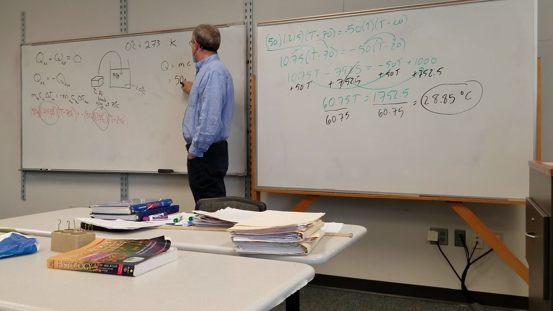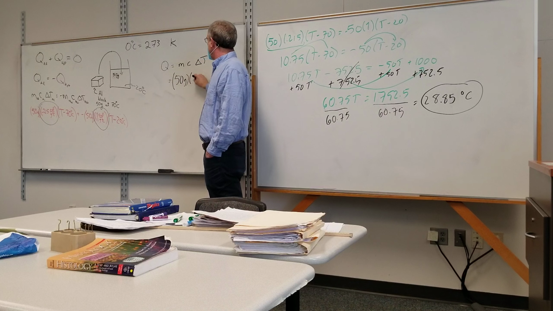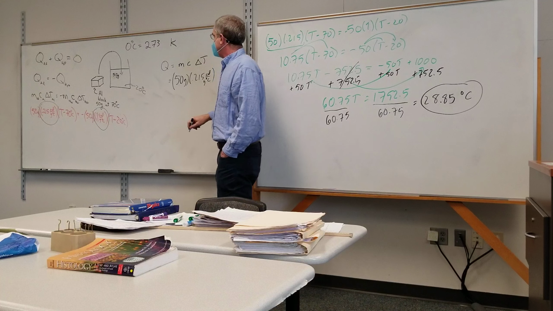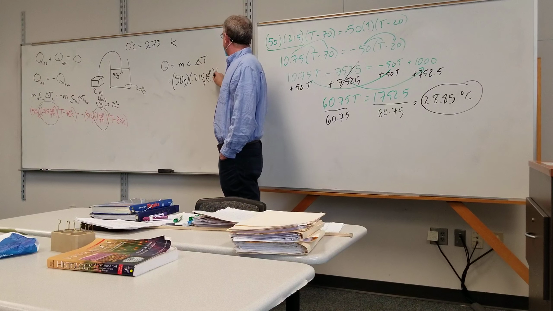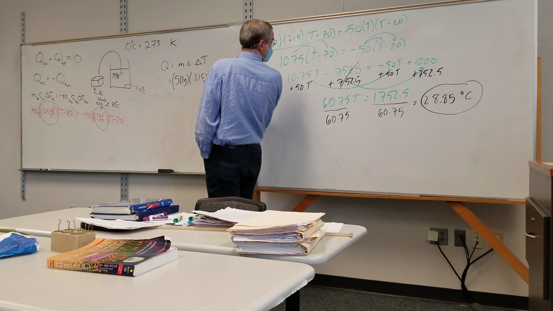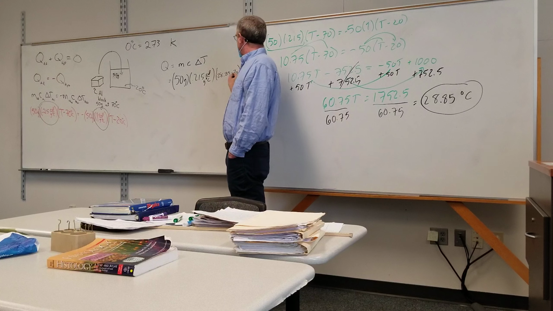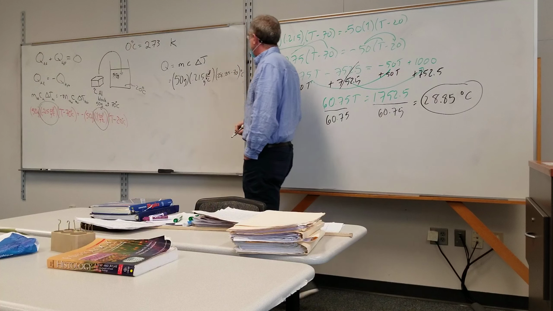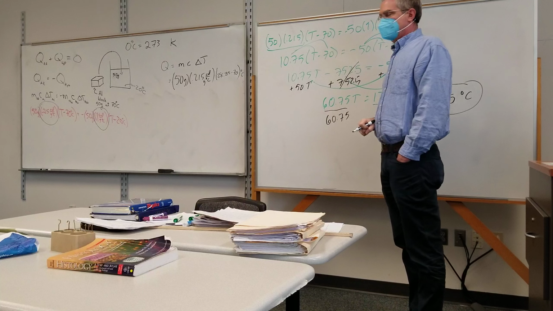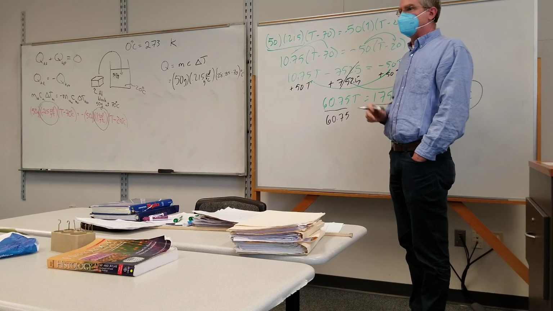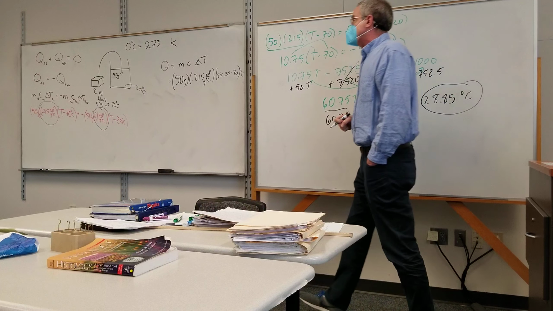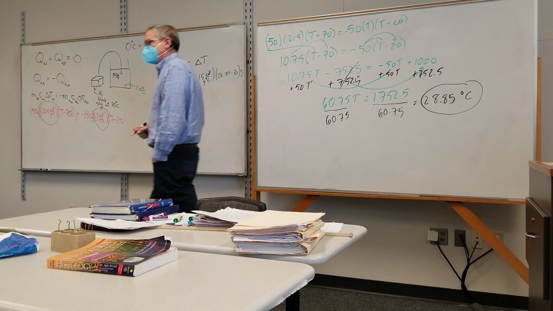grams. My specific heat is 0.215 calories per gram degree Celsius. And my change in temperature is 28.85 minus 70, final minus initial, and that would be degrees Celsius. Figure out how much energy was lost. We should get a negative number because it lost it.